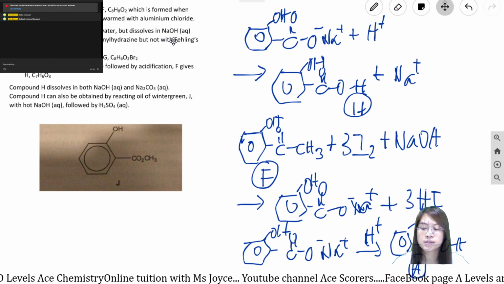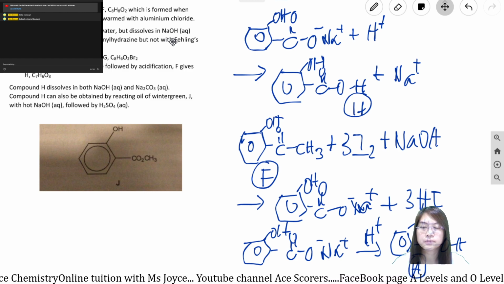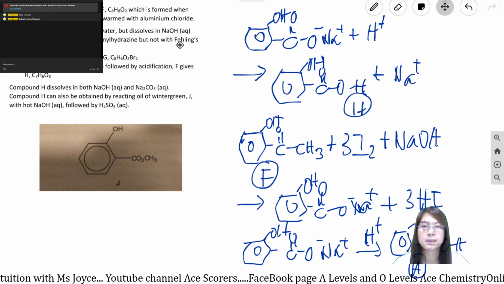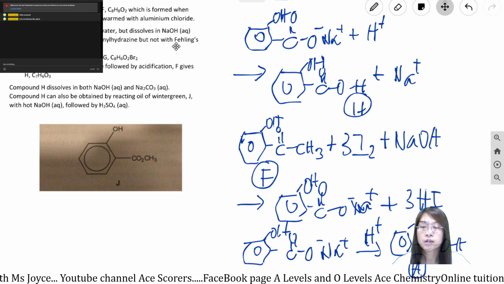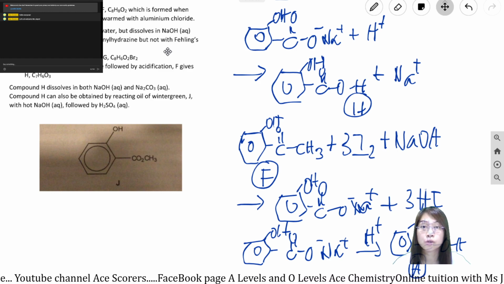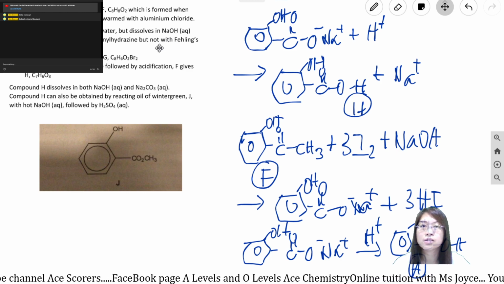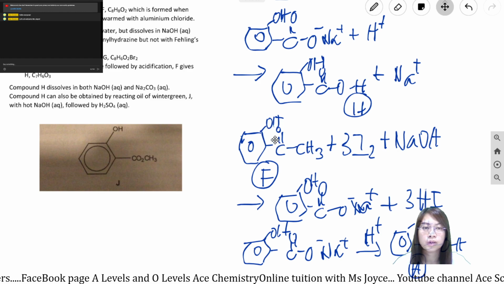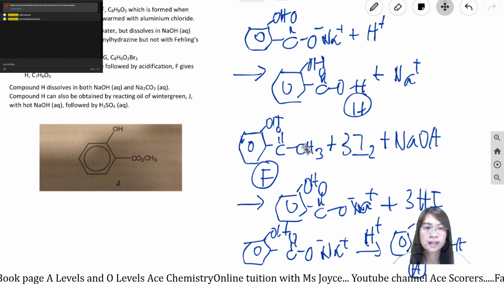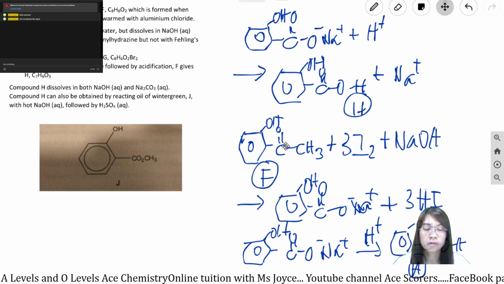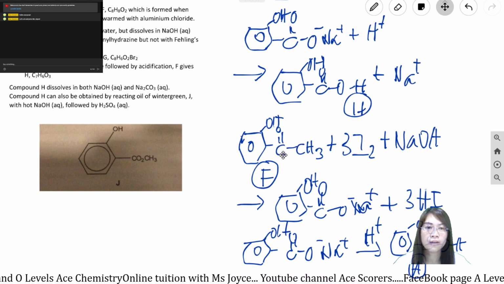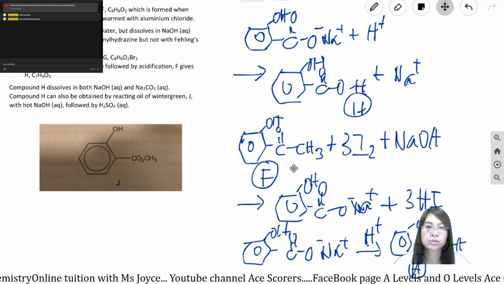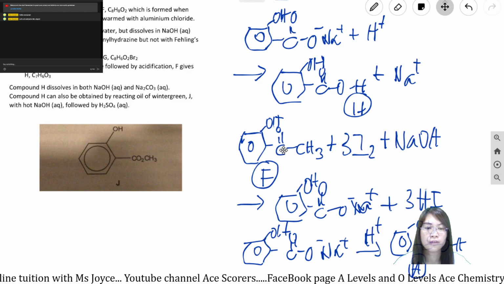But what about the Fehling's solution? Now Fehling's solution will not give a positive result if the compound is a benzaldehyde or a ketone. So since it says that it does not react with Fehling's solution, it means that F must be a ketone. It cannot be an aldehyde. So you can see that this is definitely a ketone, because we know that an aldehyde will have an H attached to the carbon of the carbonyl functional group. Okay, so this is the structure F.